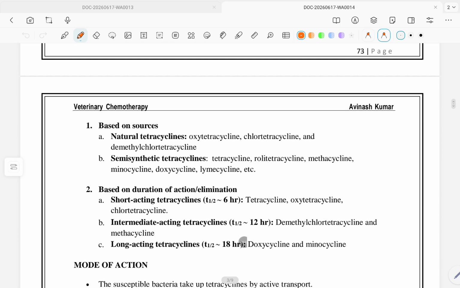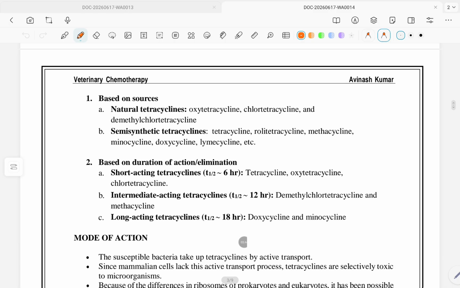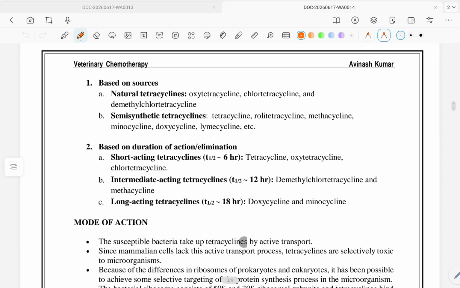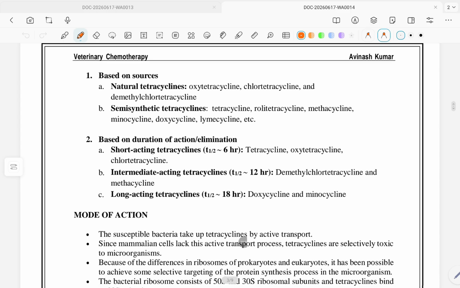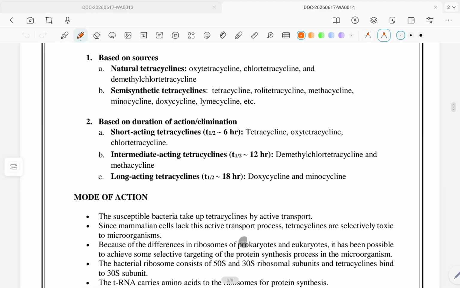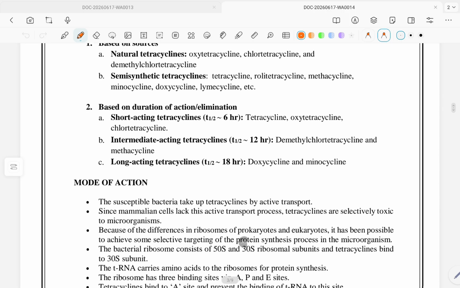Classification of tetracyclines based on source. Natural: tetracycline, oxytetracycline, chlortetracycline, and demeclocycline. Semi-synthetic: methacycline, minocycline, doxycycline, lymecycline, etc.